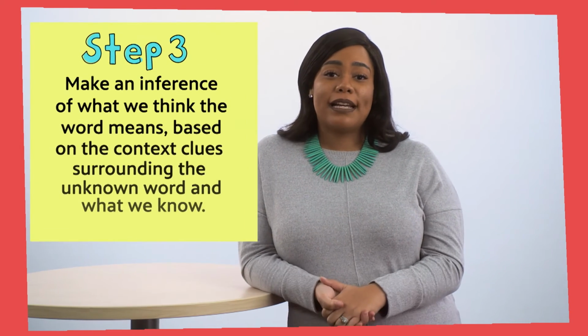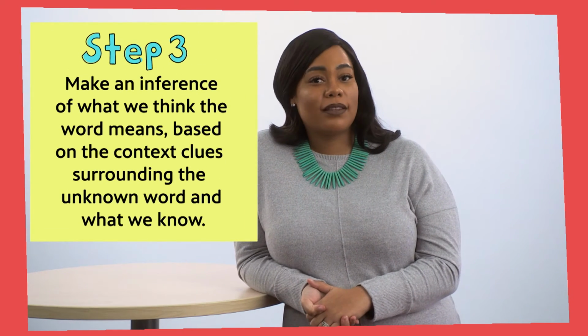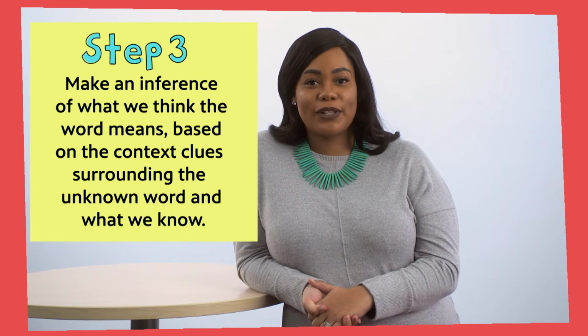I think you're right. The text says that the sun nodded its head. Now we're going to move to step 3 in our process and make an inference about what this word means based on the context clues and what we know. What do you know about what it means when someone nods their head? Exactly. That usually means that they are saying yes to something. So if the sun was nodding in agreement, that means she was saying yes to the competition.